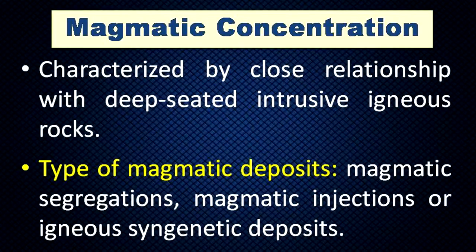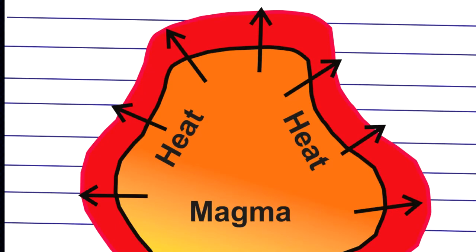Now, magmatic concentration: how does it take place? What is magmatic concentration and how does it take place? Let us discuss this. First, it is characterized by a close relationship with deep-seated intrusive bodies. The basic point in magmatic concentration is that magmatic ore deposits are connected with intrusive igneous rocks. That is the first and foremost requisite.